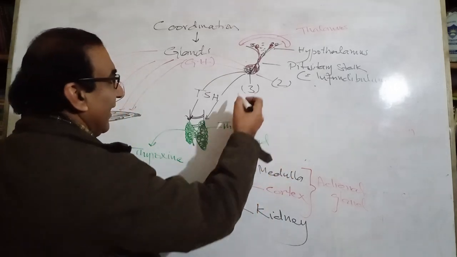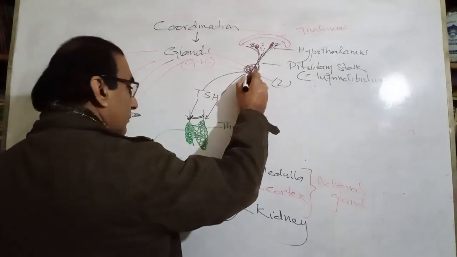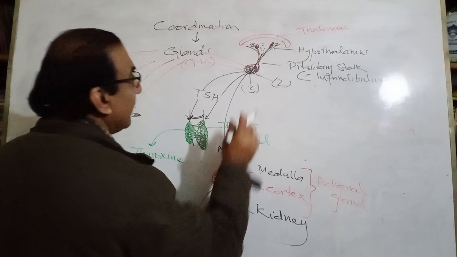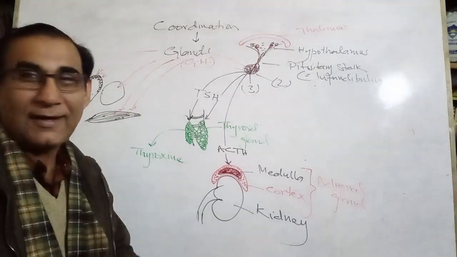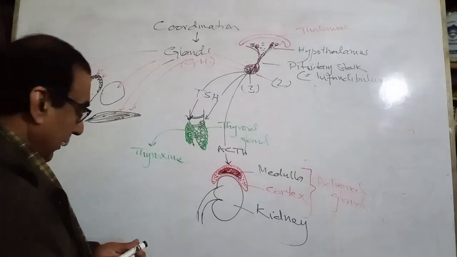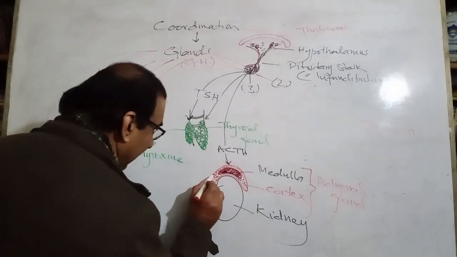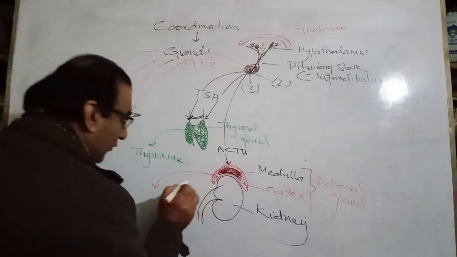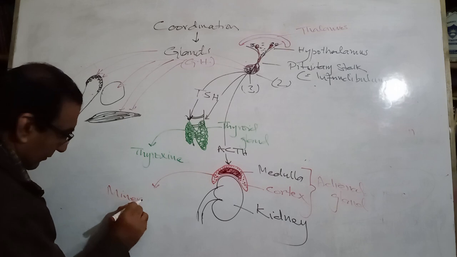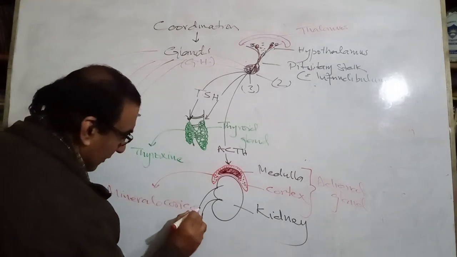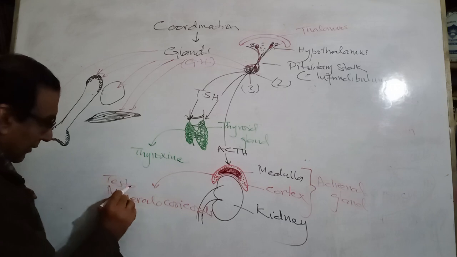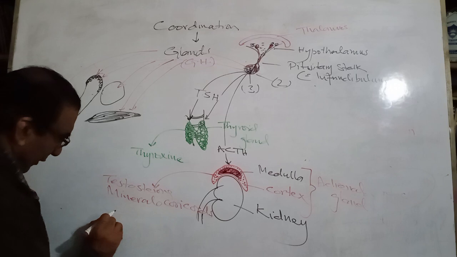Look, this is the medulla. Here is ACTH, that is coming from the pituitary gland, and that stimulates what? The cortical region of the adrenal gland. What is the response? The adrenal gland produces what? Mineralocorticoids, testosterone, and glucocorticoids.